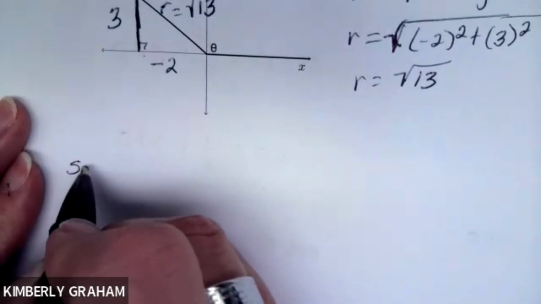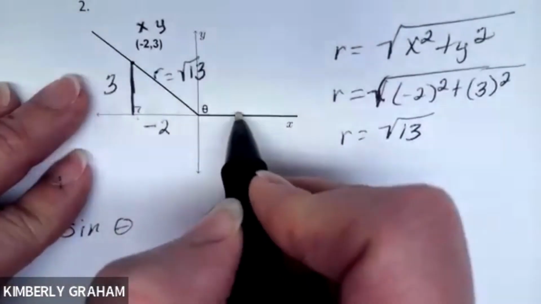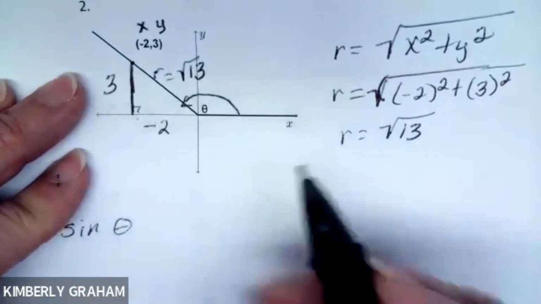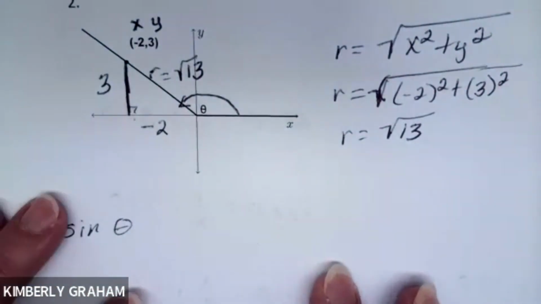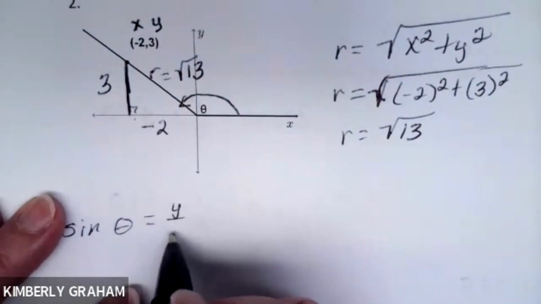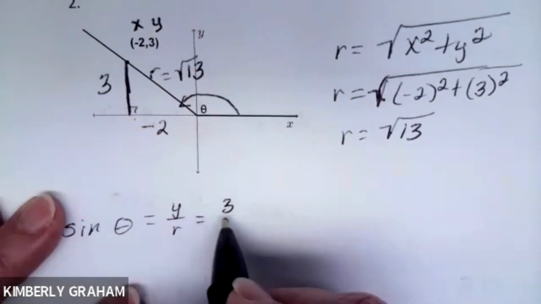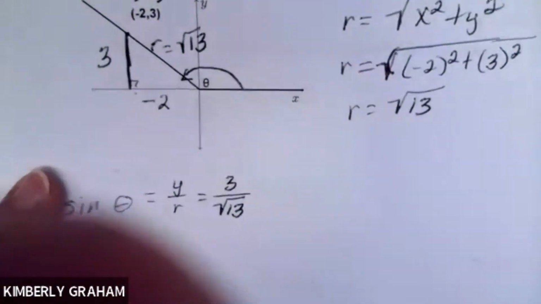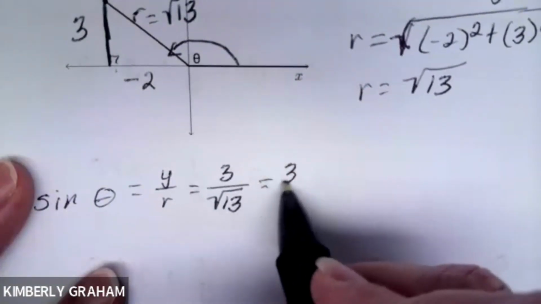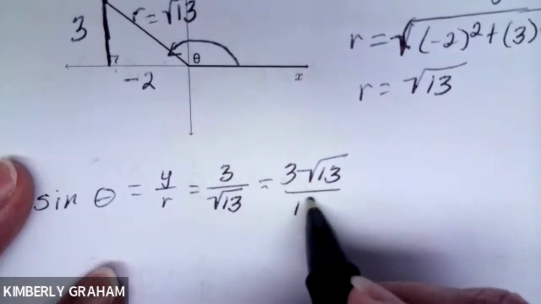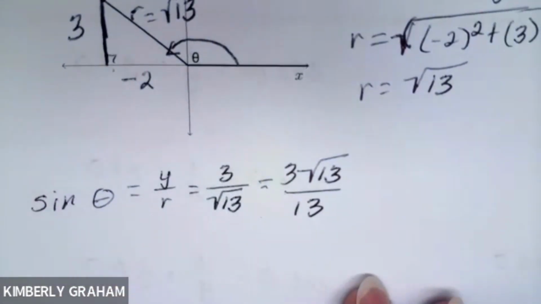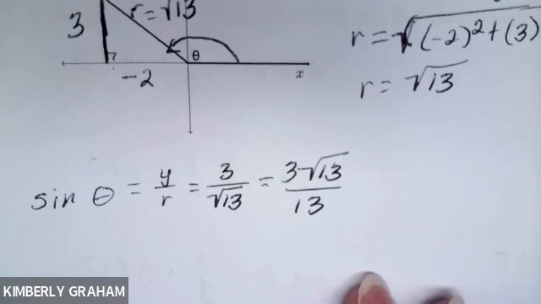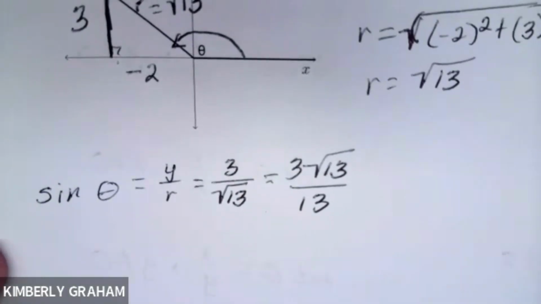So sine of theta, and remember now, theta is this angle in here. That's an obtuse angle. So the sine of that is y over r. So 3 over the square root of 13, bless you. And you rationalize the denominator, you get 3 times the square root of 13 over 13. Several of y'all struggled with rationalizing denominators on your test. You need to be sure that you know how to do that. If you have any questions, let me know. You come and see me during my office hours and I will help you with that.